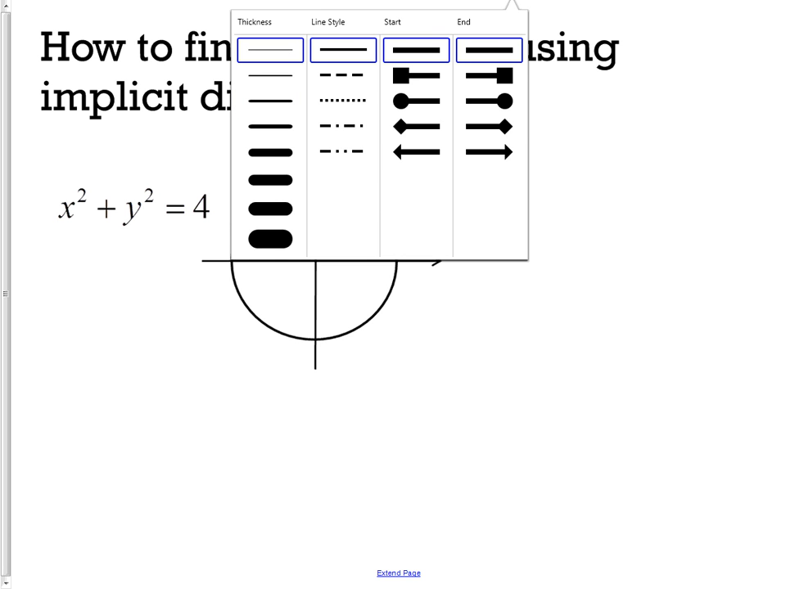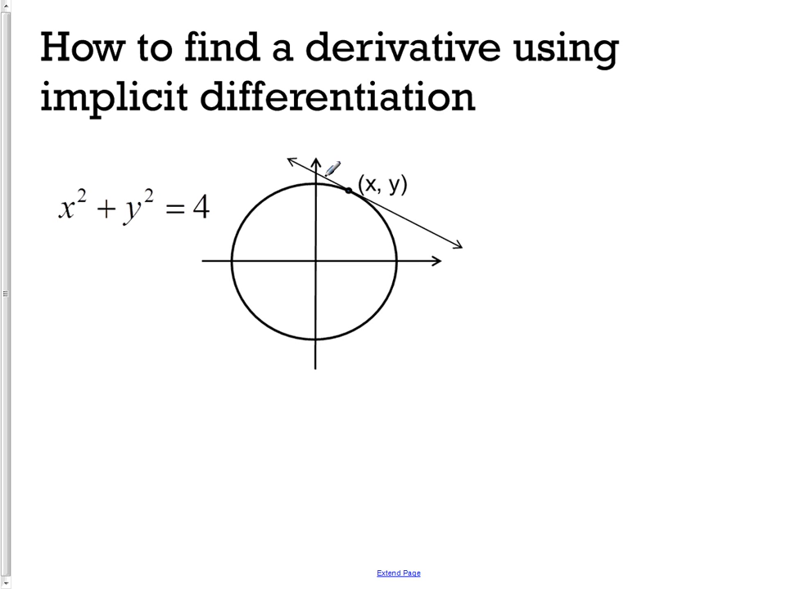Let me draw in a thinner line right here just to illustrate it. If I were to draw a line from the center of the circle out through this point, I will tell you that the line that comes from the center of the circle to the point x, y is always perpendicular to the line that's tangent to the curve. That's one of our rules from geometry.